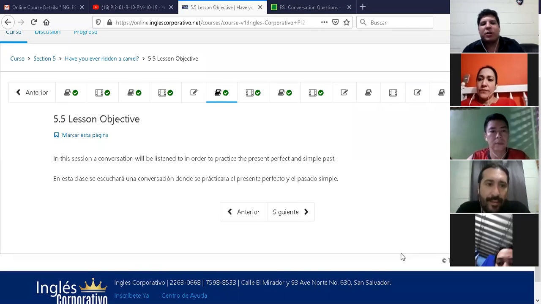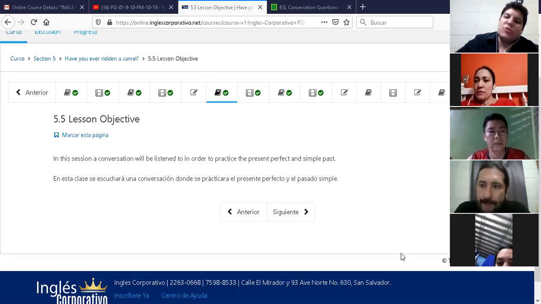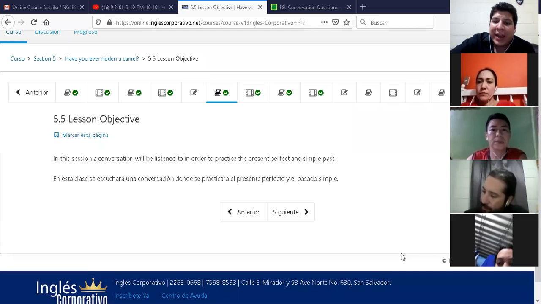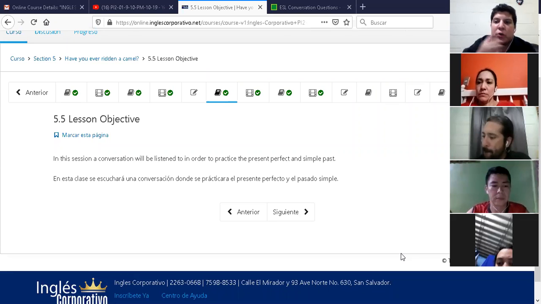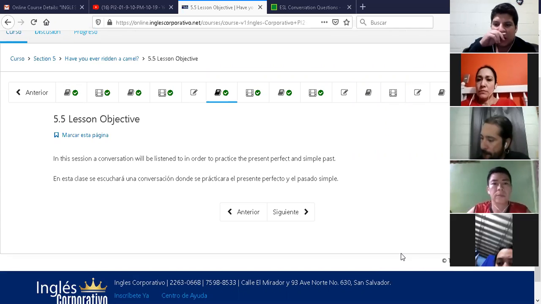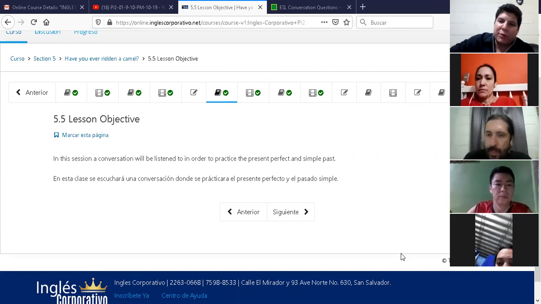So, recommendation for pronunciation, guys, do it slow. Okay, háganlo despacio para que sepan cómo están articulando, extiendan los sonidos. Y una vez ustedes ya tengan una noción de cómo estamos articulando, ahí sí empezamos a hacerlo cada vez más veloz. All right? So, let's do it one more time.